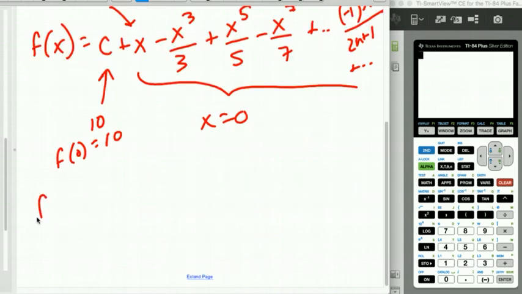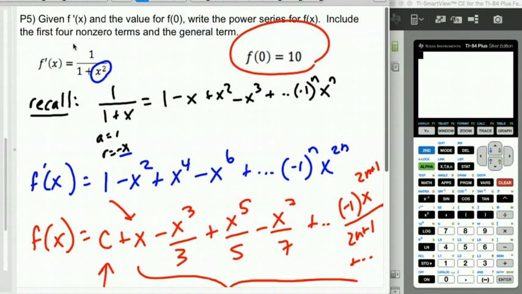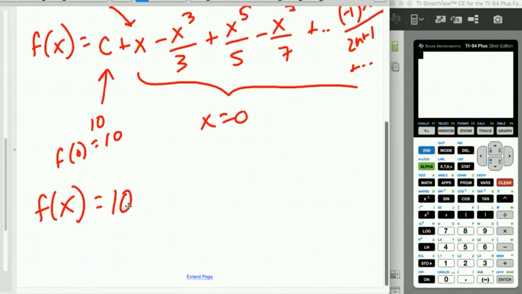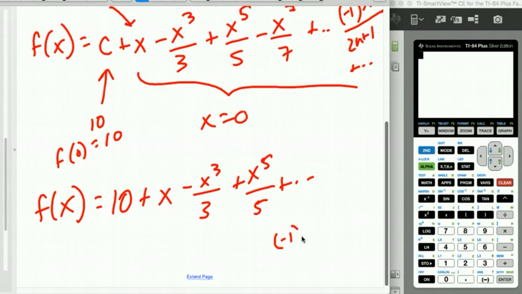So I'm going to get that f of x is, and then when I go back up, I see how many terms they want. They want the first 4 non-zero terms and the general term. So I'm going to get 10 plus x minus an x cubed over 3, that's 3 terms, plus an x to the 5th over 5, that's as far as I need to go. And then the general term will be a negative 1 to the n, x to the 2n plus 1, I believe. Yep, okay, so 2n plus 1 all over 2n plus 1, and then the ellipsis. And that's my answer.